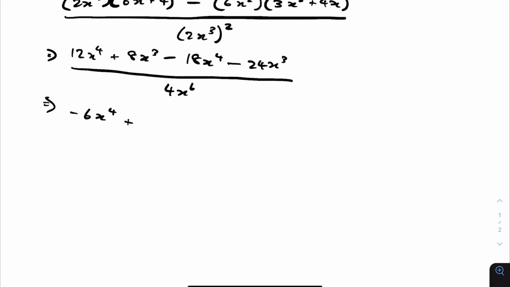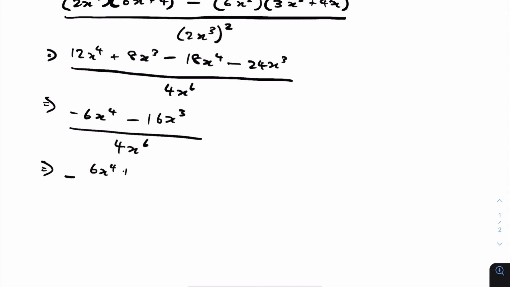And so then we have 8x to the power of 3 minus 24x cubed, which gives us negative 16x cubed, which is divided by 4x to the power of 6. Okay, now we can simplify further. So we can put the subtraction sign at the side, and write this as 6x to the power of 4 plus 16x cubed. It's a bit like putting this in brackets, and then here this would all turn negative because it's one expression. But we can remove the brackets because we know it's meant to be like this.